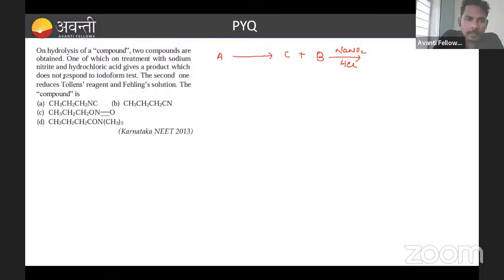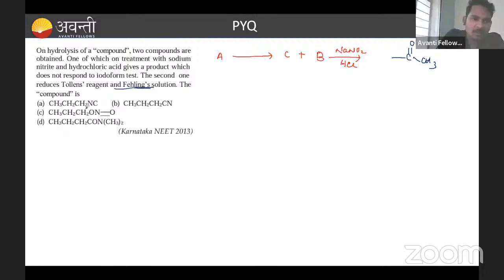And it gives a product which does not form the iodoform test. That means what? Whatever the product we will get, it will not give us the iodoform test. That means it doesn't have any of this group. It is given that the second one reduces Tollens' reagent and Fehling's solution. Okay, now let's see which is the answer.